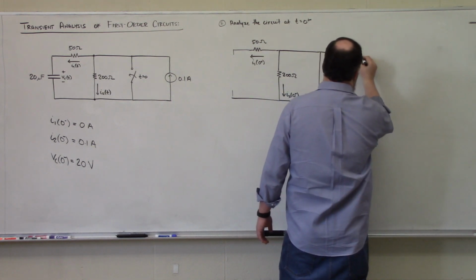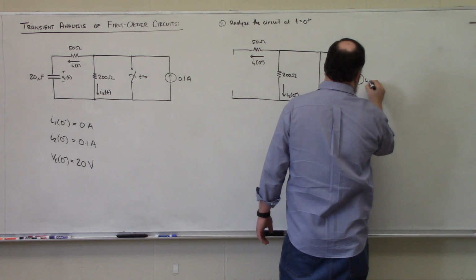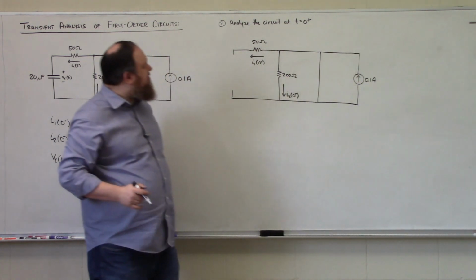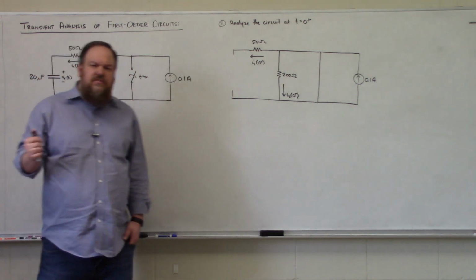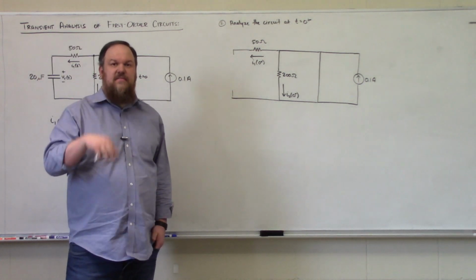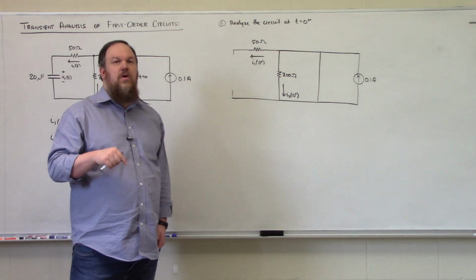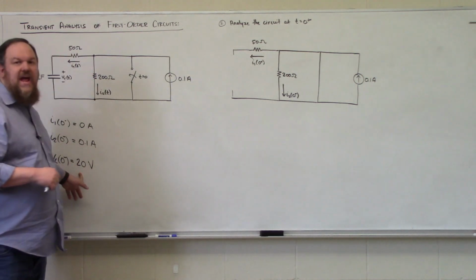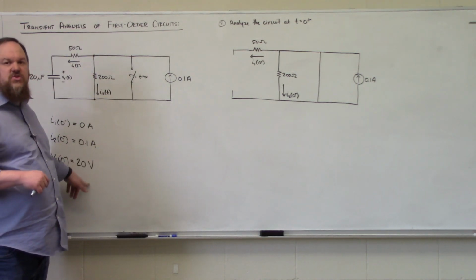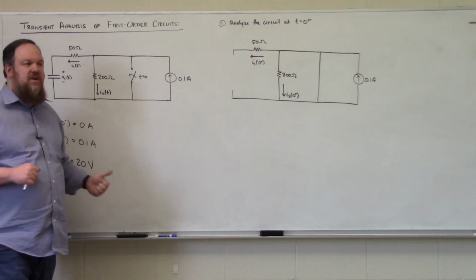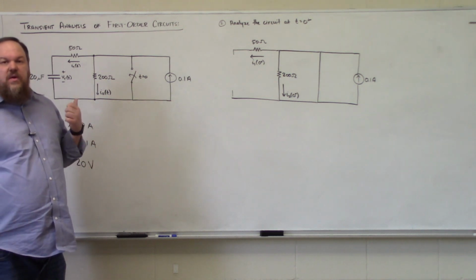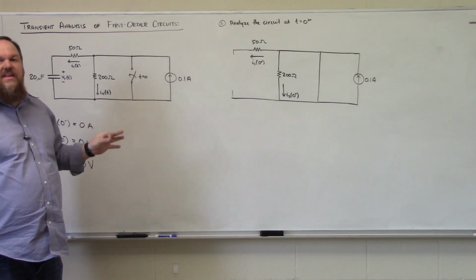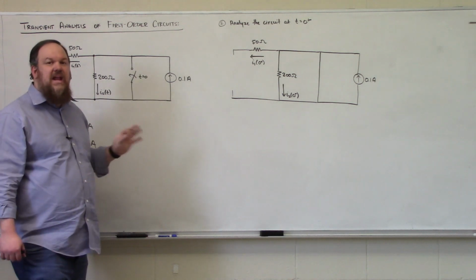And then here is our 0.1 amp current source. All right, so let's revisit what's going on with this capacitor right here. What we know about the capacitor at this very explicit instant in time, where the switch has just closed, is that the voltage over it has to be 20 volts, because the voltage drop over a capacitor cannot change abruptly. So we know that there is 20 volts drop over it for sure, but we don't know anything about the current. We know that the current can be anything it needs to be.